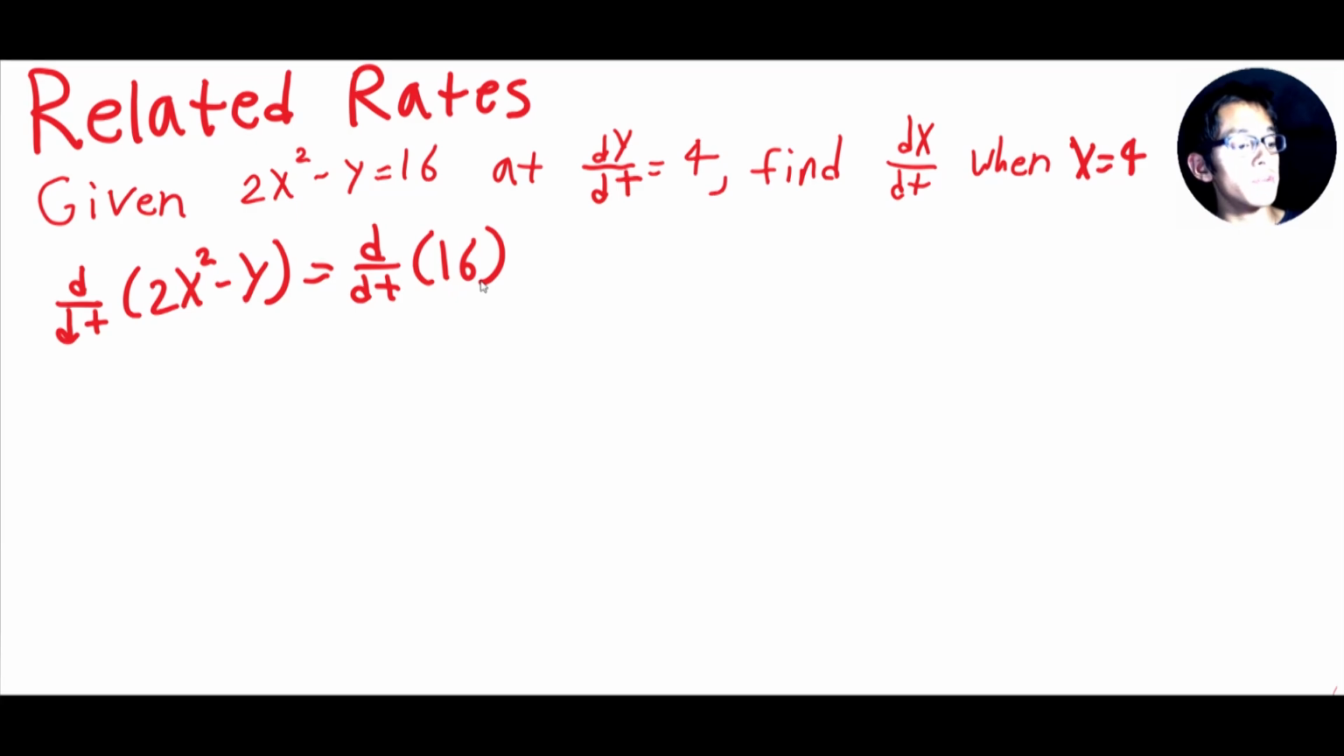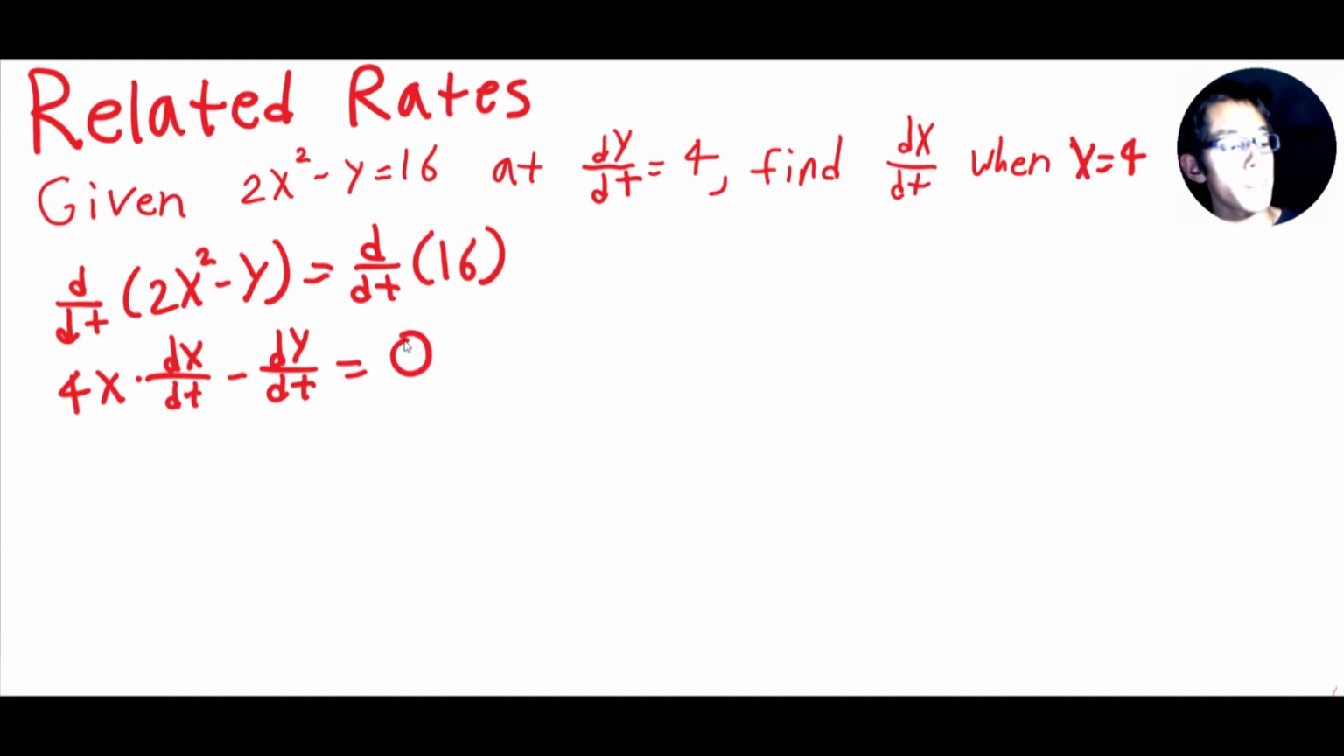So how can we simplify that? So let's find the derivative of 2x squared with respect to time. It's going to be 4x times dx/dt. What about negative y? It's going to be negative dy/dt. And d/dt of 16 is just 0. Let's move on to our next step now.